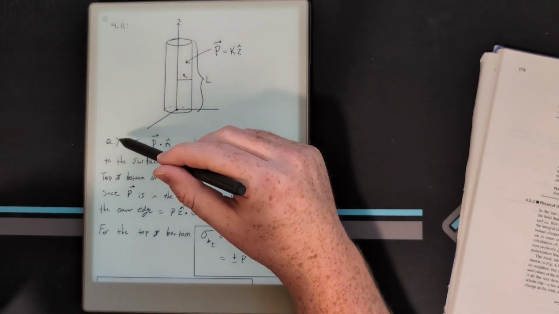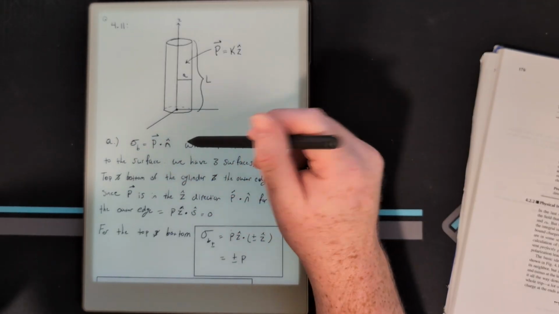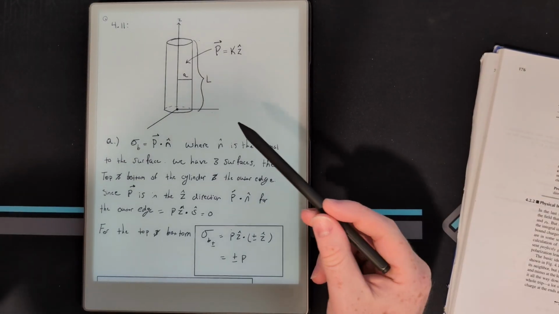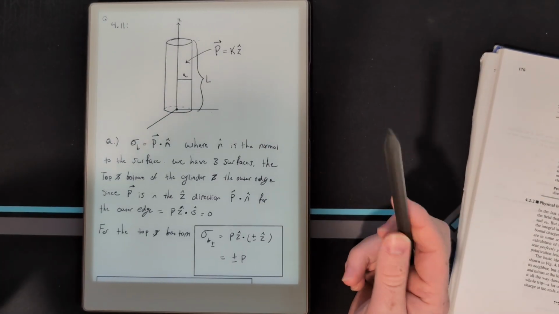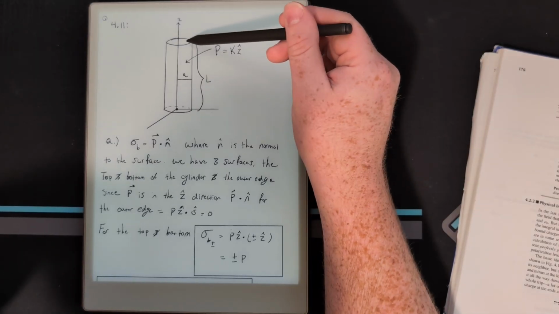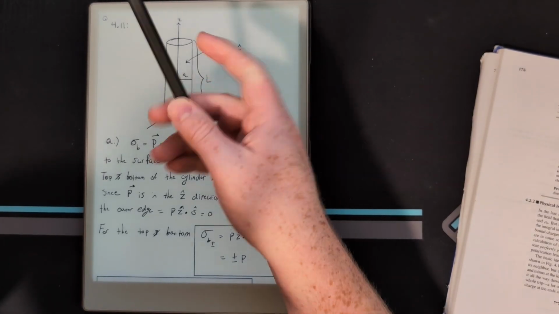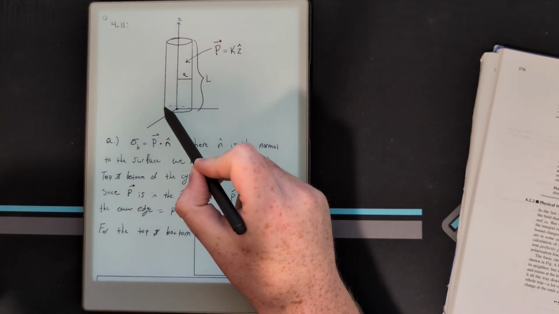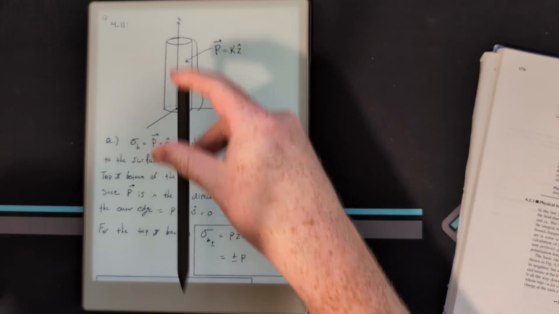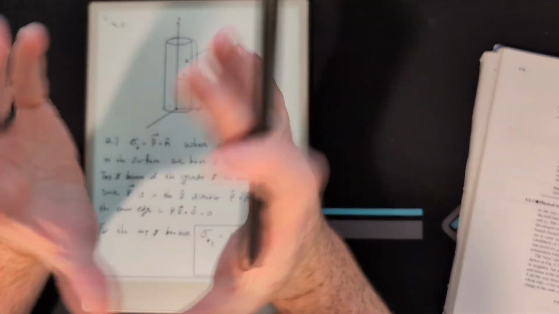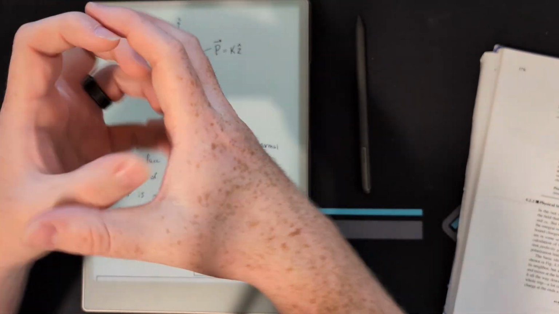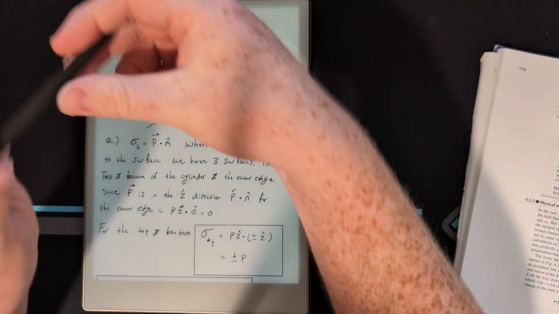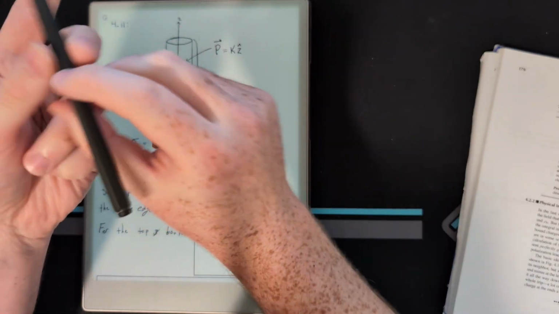So our bound surface charge is given by P dot n hat, where of course n hat is going to be normal to the surface. However, we have multiple surfaces on our cylinder, right? We have the top surface that points in the plus z direction. We have the bottom surface, where the normal points in the minus z direction. And then we have the surface of the cylinder itself, the actual wrapping portion of the cylinder, where the normal points in the s direction, right?